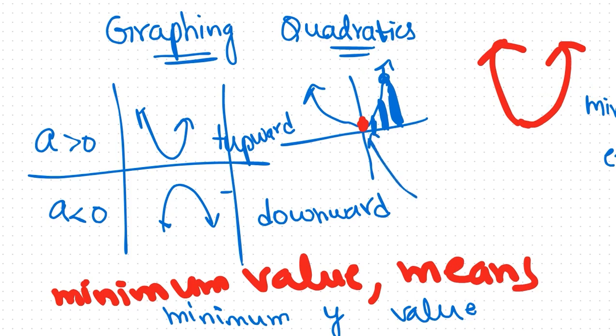This point also has one other name. What is that point called? The vertex. So the minimum exists exactly at the vertex.